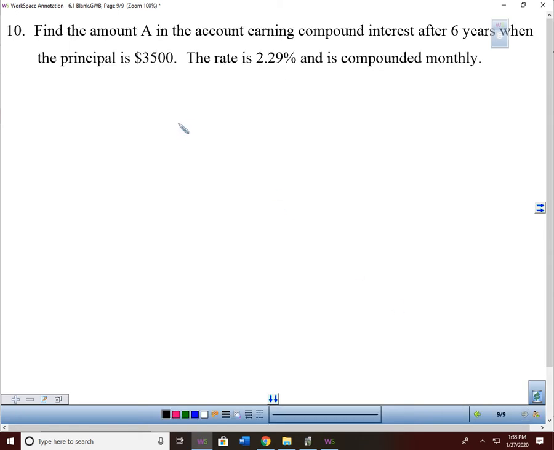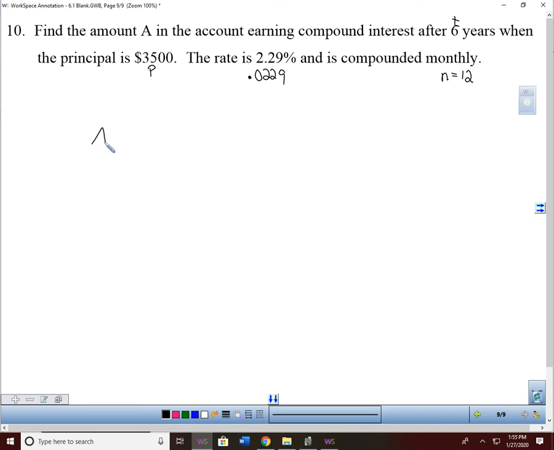Okay, last one. So I'm finding the amount in an account earning compound interest after 6 years when the principal is $3,500. The rate is 2.29% and is compounded monthly. So after 6 years, that would be my time. My principal is $3,500. My rate is 2.29%. So as a decimal, if I move that 2 places to the left, that'd be 0.0229. And compounded monthly, within a year, there are 12 months. So that would be 12 for my N.